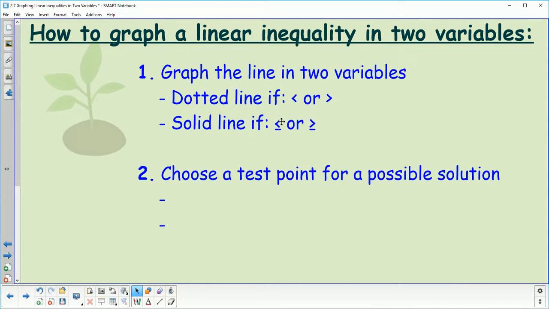Okay, then we're going to choose a test point. So after we've graphed and drawn our line, either dotted or solid, we choose a test point for a possible solution. Now this is important.